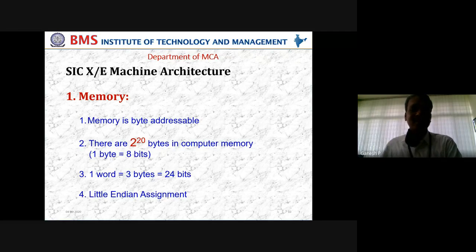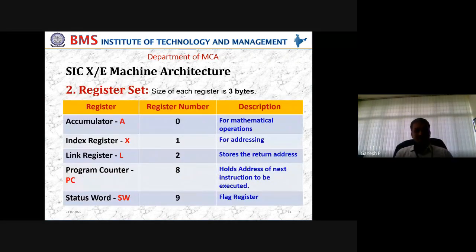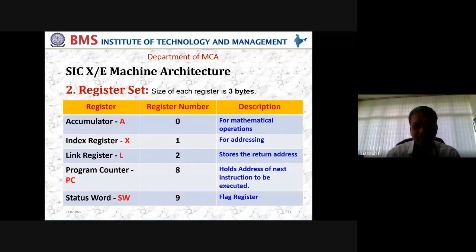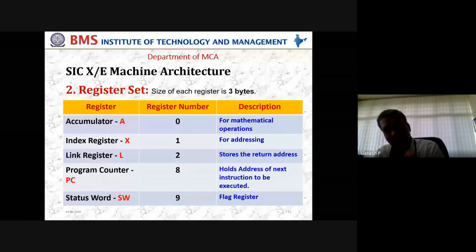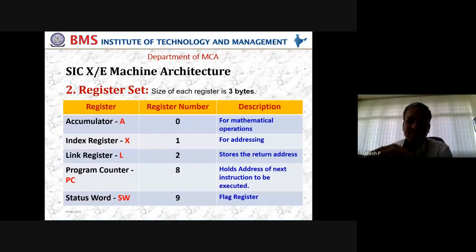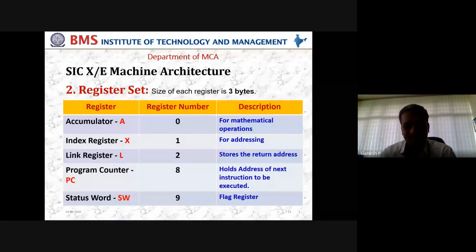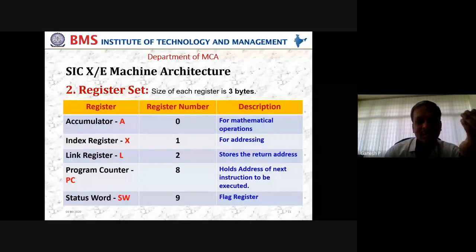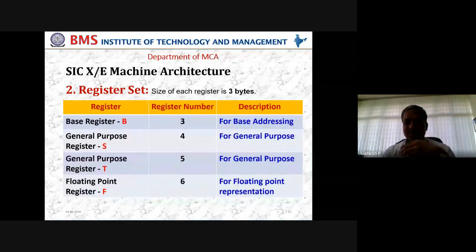Next, let us see the register set. This is the register set we have seen in SIC. Since SIC XE is upward compatible, a higher version of SIC, whatever is in SIC is available in SIC XE. Your accumulator, index register, link register, program counter, status word, all those 5 are available. In addition to that, SIC XE has 4 more registers.